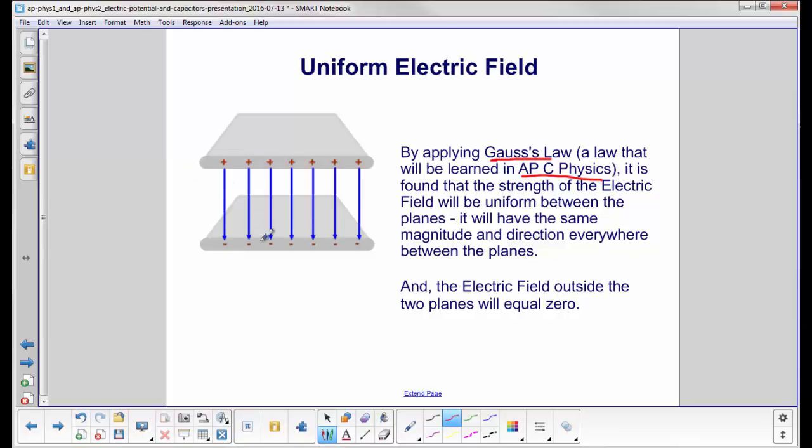So you can see how these lines are the same distance apart, they all point in the same direction. This is a uniform electric field, these blue lines. And the electric field outside the two planes, here, here, here, anywhere outside, will equal 0.